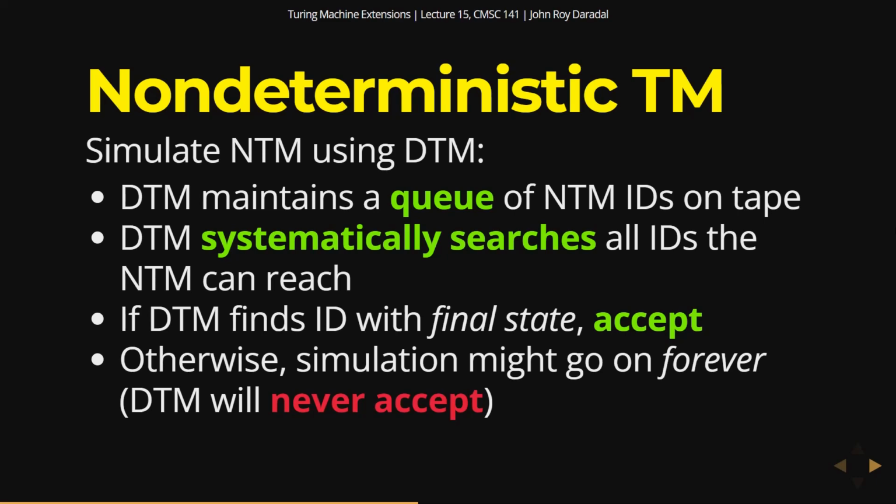But there's also the other possibility that the simulation could go on forever, because we don't know how many possible IDs there could be for the non-deterministic Turing machine. So it might never accept as well. So that's the non-deterministic Turing machine.